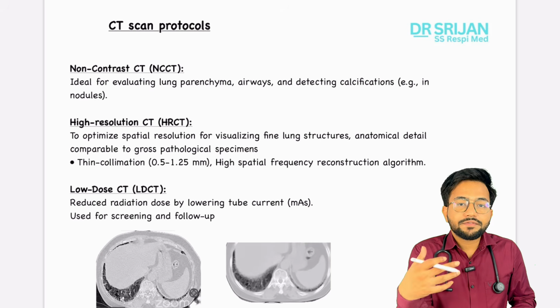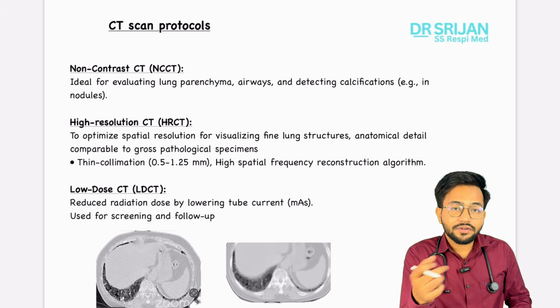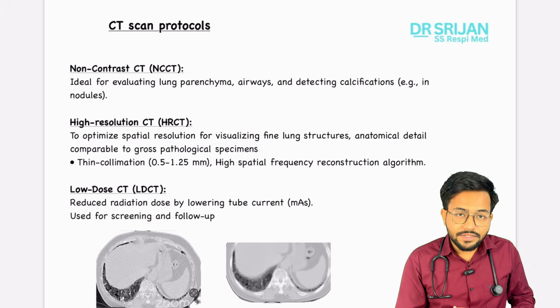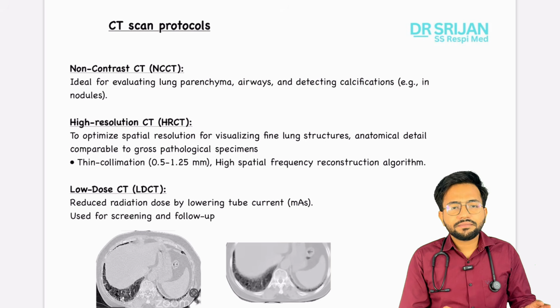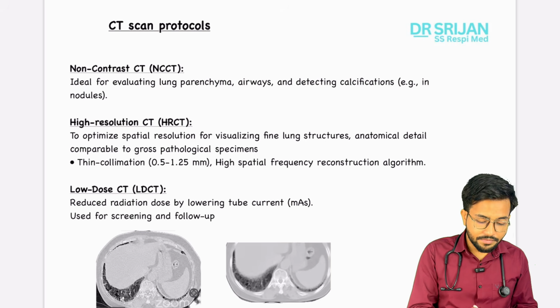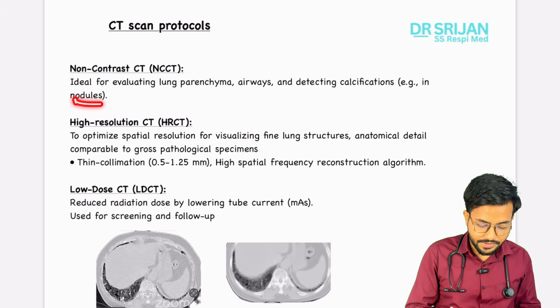What are the types of CT scan? Since we are talking about the basics of CT scan, I would like to talk about the types of CT scan. First is a non-contrast CT. It's a very simple basic CT scan mainly used to find gross pathological problems, calcifications and nodules like this.